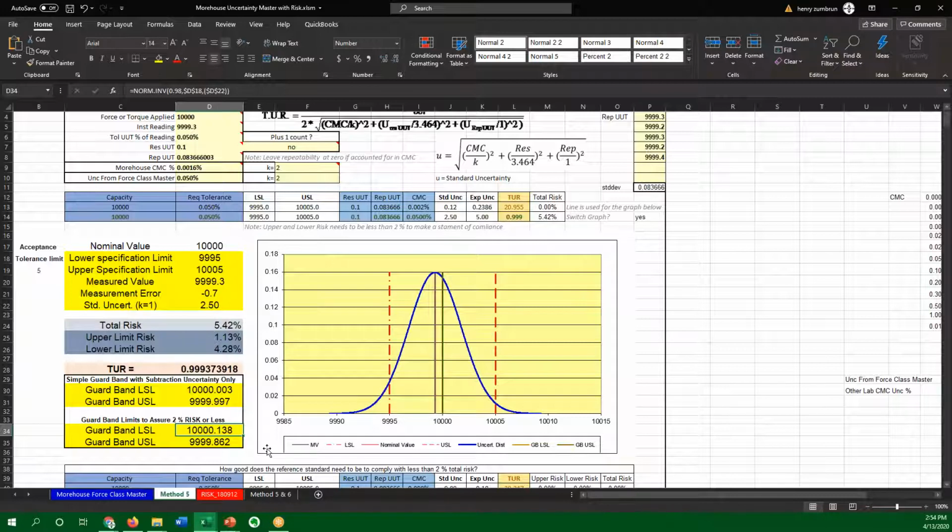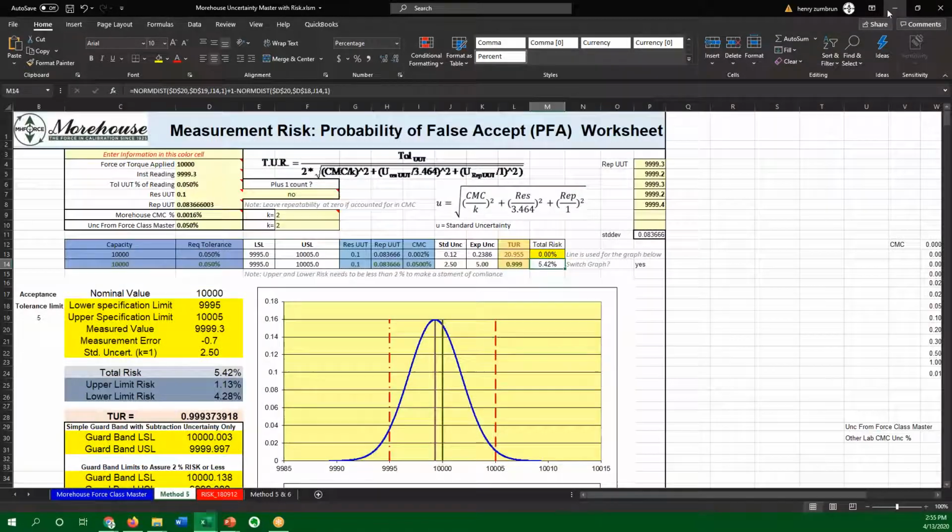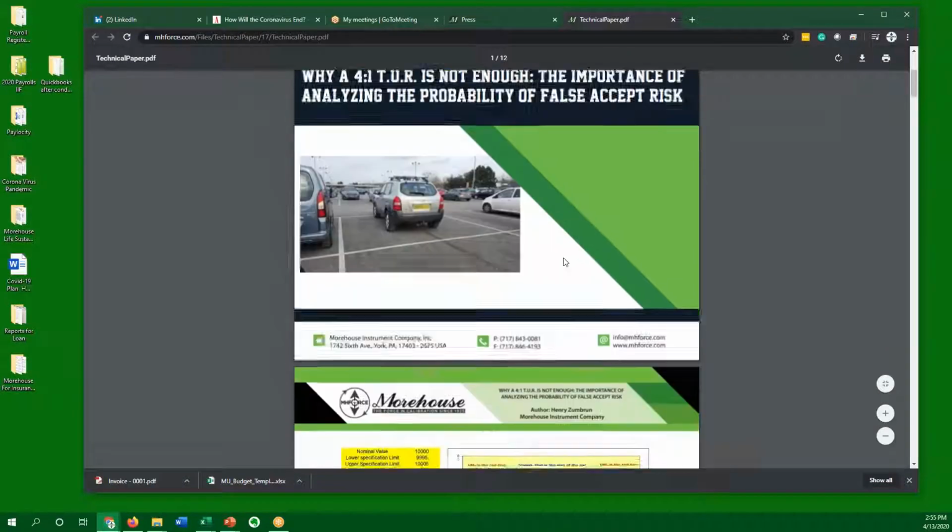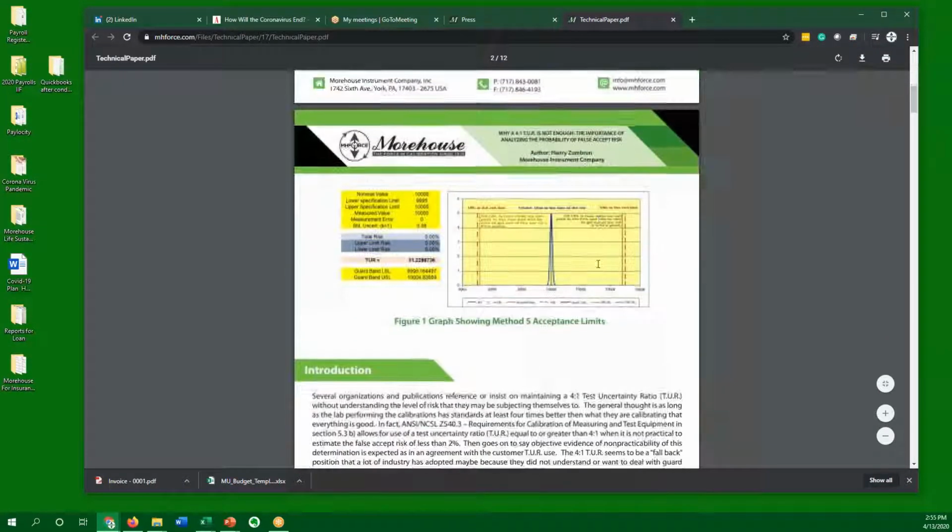So the total risk with dead weight here is 0. The total risk with secondary standards, for the same device, is 5.42%. So I hope the paper gives you more insight into what's going on.